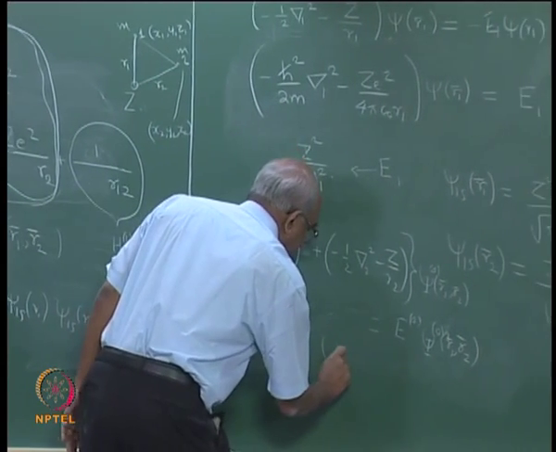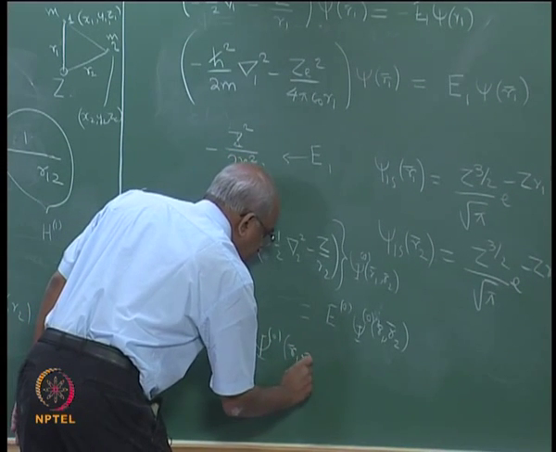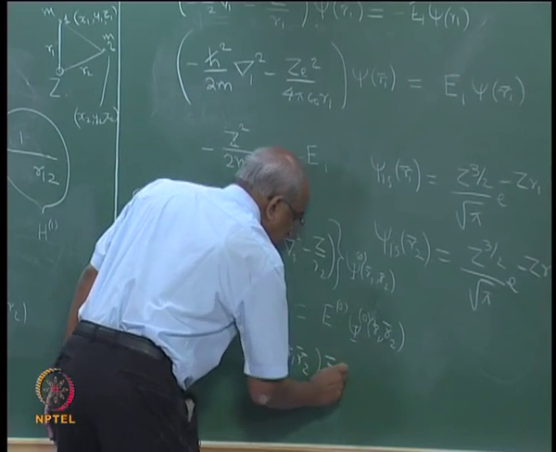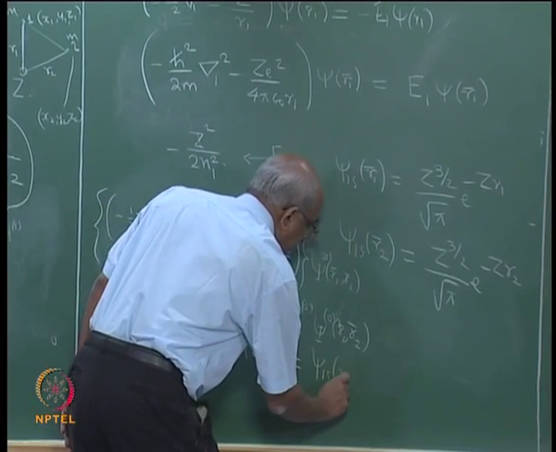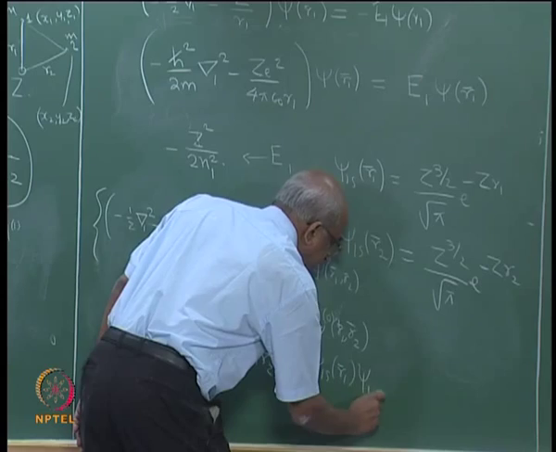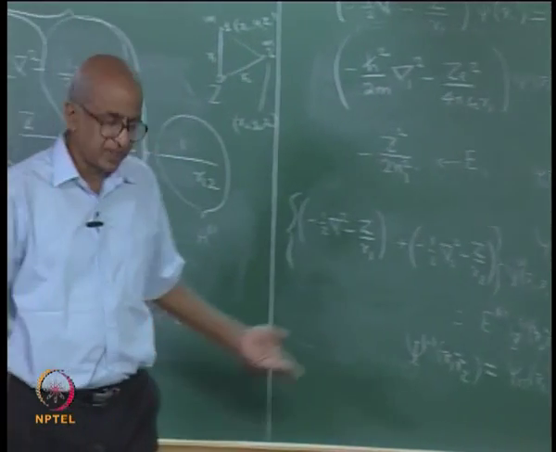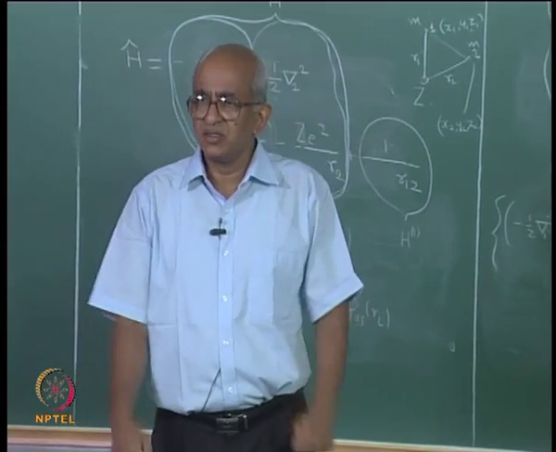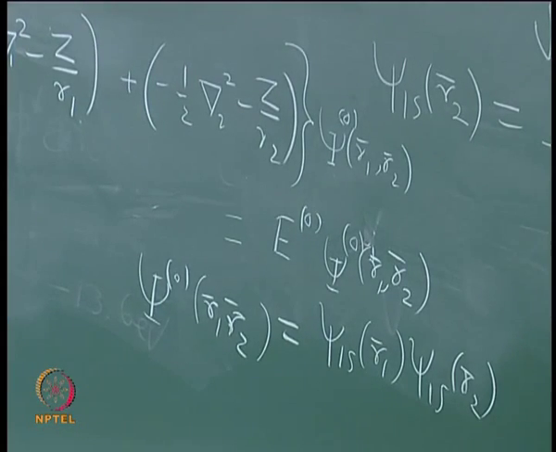We will say that psi 0 of R1, R2 would be how much? It's equal to psi 1s of R1 and psi 1s of R2. Fine. And what will be the energy? The two electrons do not interact with each other, so the energy of the system will be the sum of the energies of the two electrons.